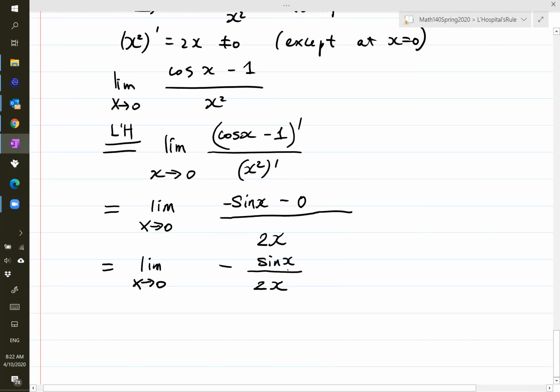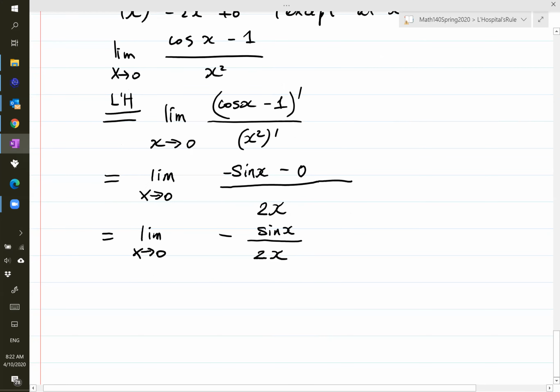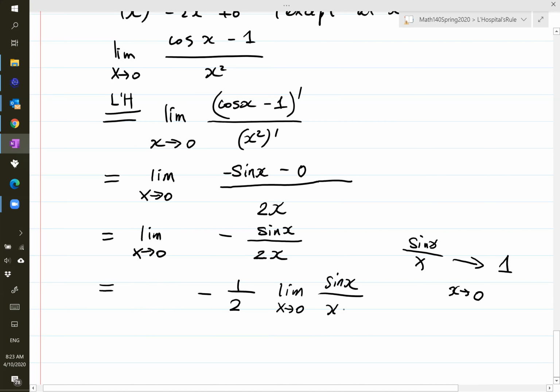Sine x over x, we already know this limit is 1. We did many examples of this: sine x over x approaches 1 as x approaches 0. Using linearity, you can factor out the negative 1/2, so this is negative 1/2 times the limit as x approaches 0 of sine x over x. Or you could just use L'Hopital's rule again. Here we use directly that this limit is 1, so this is negative 1/2.